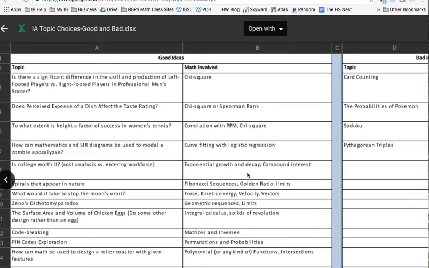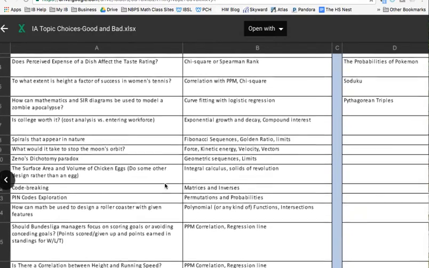Something as simple as exponential growth and decay or compound interest is technically part of the SL curriculum. I would go very deep into the explanation of what's going on, but for example, one student did one on, is college worth it? Doing a cost analysis of going to college versus entering the workforce, and the difference in the average salaries and that sort of thing. It's kind of interesting there.